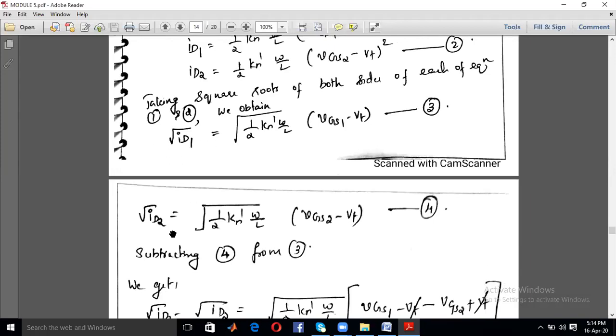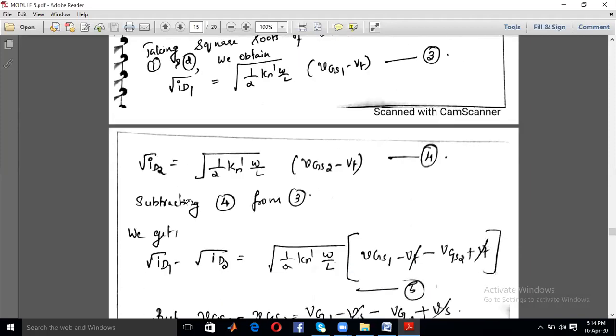LHS is root ID1 or here it is root ID2. So square root of ID1 minus square root of ID2 is equal to, these two are common factors which you can take outside. So square root of half kn dash W by L can be taken outside. So inside the bracket you will have VGS1 minus VT minus VGS2, minus into minus becomes plus because you are subtracting, isn't it?